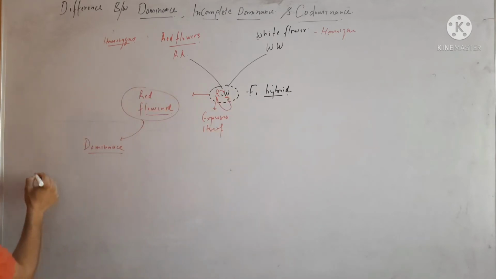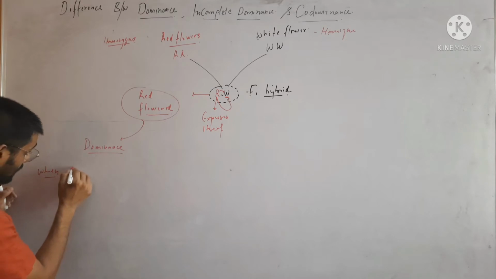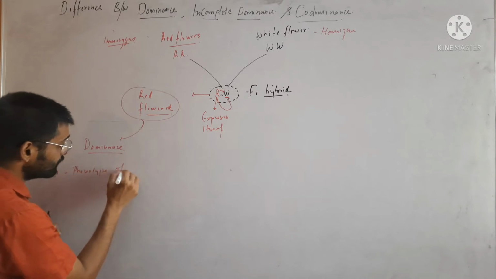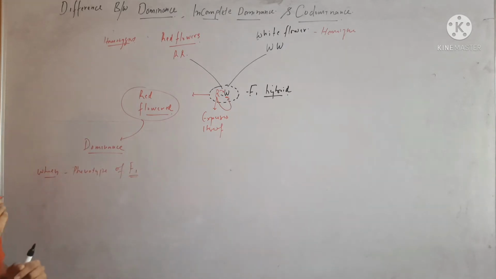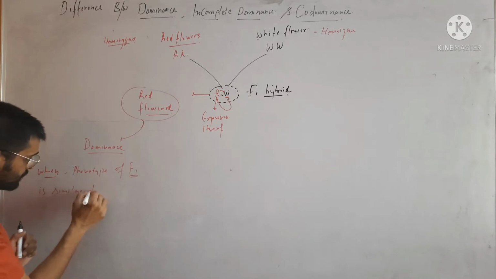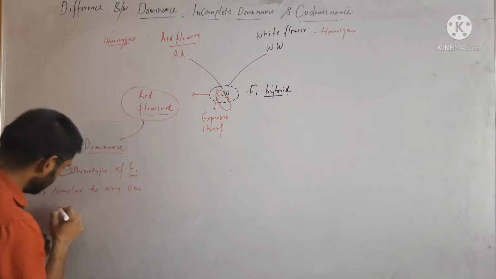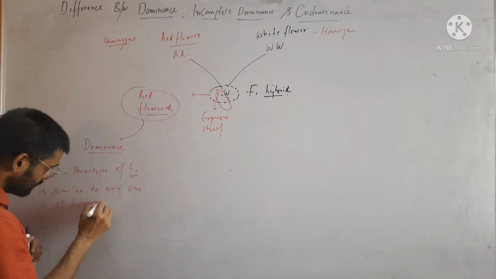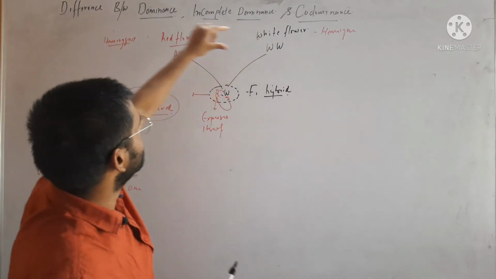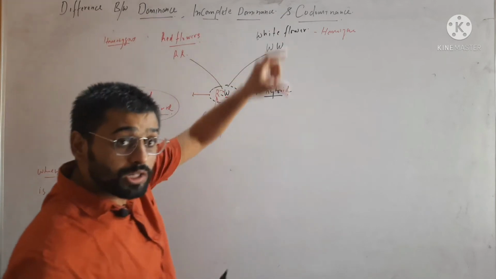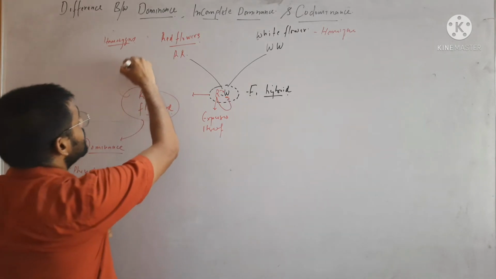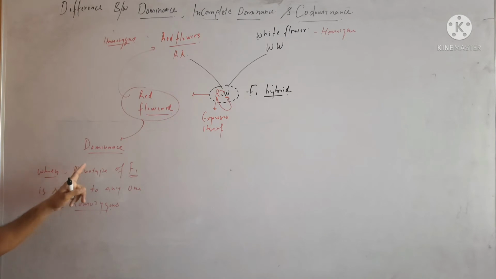Because capital R is expressing itself and masking the allele that causes white color. So when the phenotype of the F1 hybrid is similar to any one of the homozygous parents, here the red flower is homozygous and the white flower is also homozygous, if it is a red flower, then its phenotype is similar to the red flower. That means it is dominance.